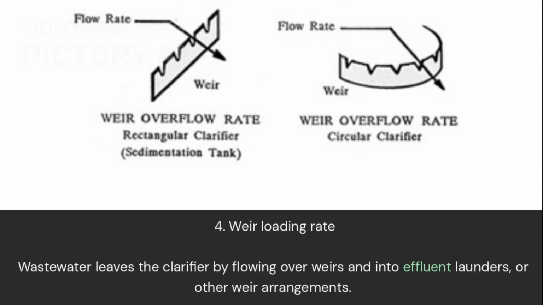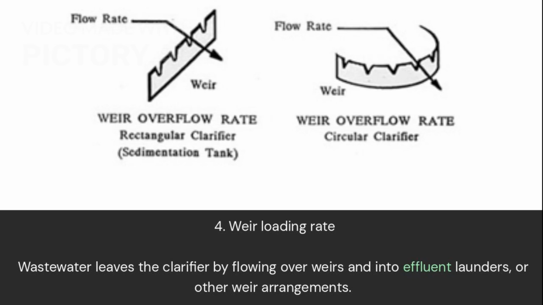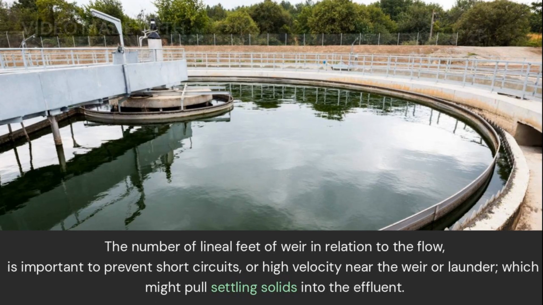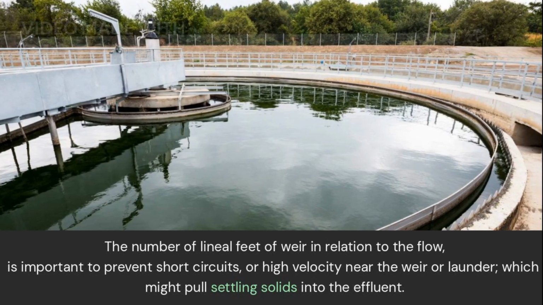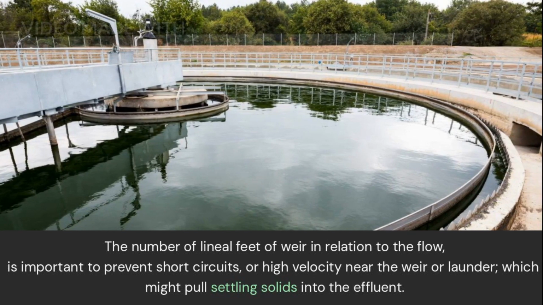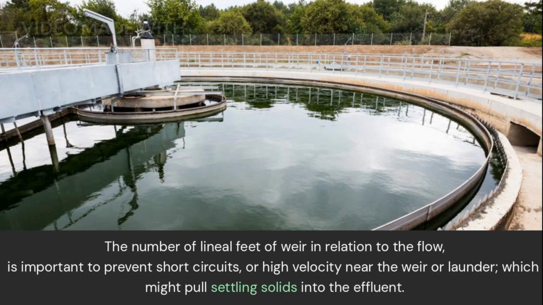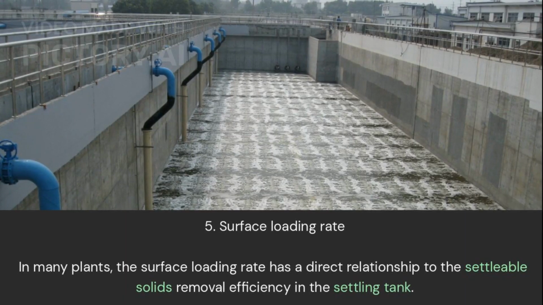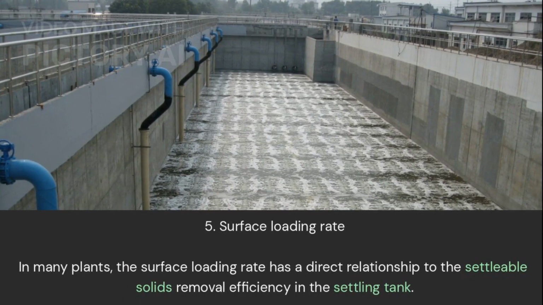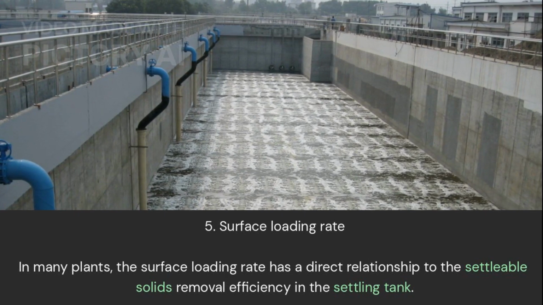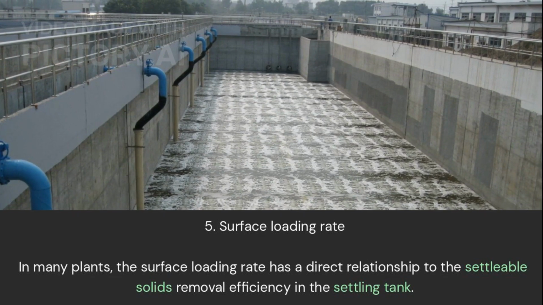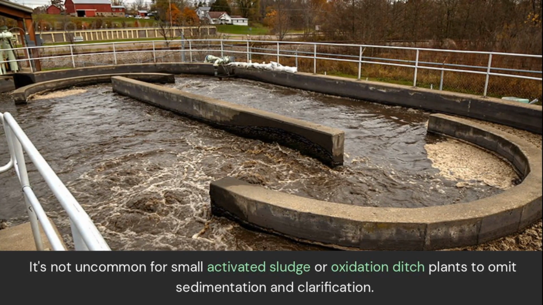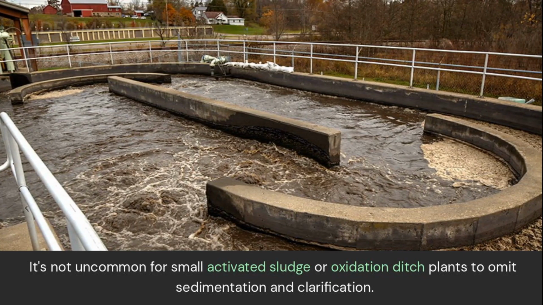4. Weir loading rate. Wastewater leaves the clarifier by flowing over weirs and into effluent launders, or other weir arrangements. The number of lineal feet of weir in relation to the flow is important to prevent short circuits or high velocity near the weir or launder, which might pull settling solids into the effluent. 5. Surface loading rate. In many plants, the surface loading rate has a direct relationship to the settleable solids removal efficiency in the settling tank. It's not uncommon for small activated sludge or oxidation ditch plants to omit sedimentation and clarification.